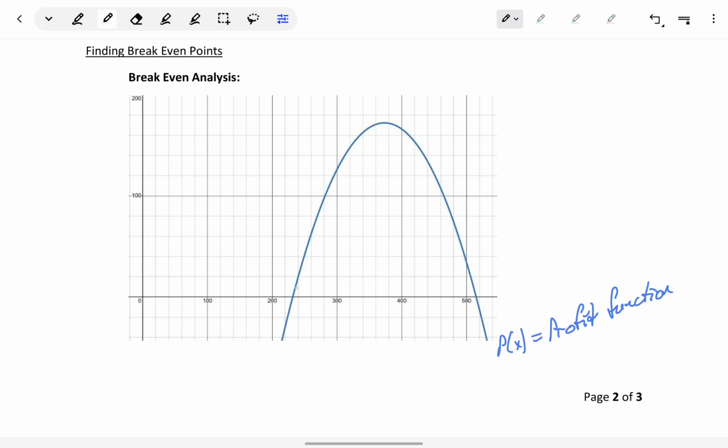The first is that there's a section of the graph that's above the x-axis where our function values, our y values, are positive. And then there's a portion of the graph where our function values are below the x-axis, meaning our y values are negative. So the portion of the curve that's above the x-axis is where our company is making money.